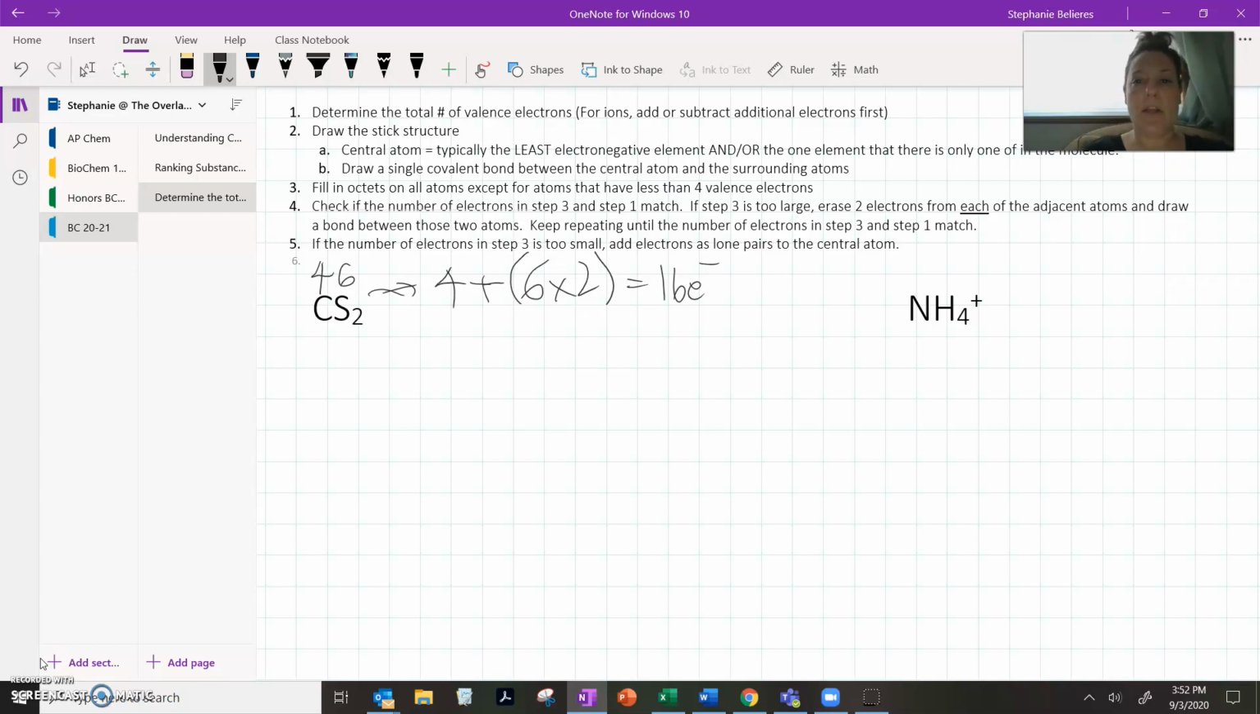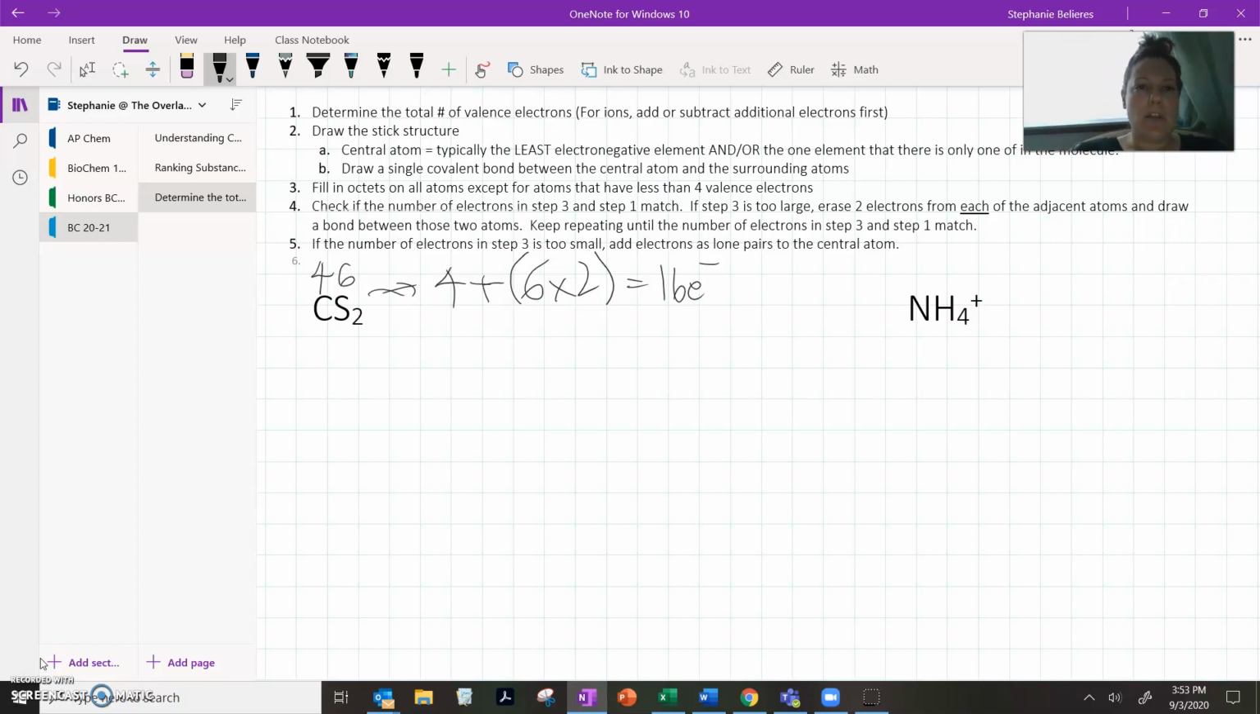Okay, so I need to be placing 16 electrons total around these 2 atoms. Now, I know that carbon has 4 and each sulfur has 6, but that doesn't mean that in the final structure it's going to have only 4 and only 6. Remember, covalent bonding means that elements are sharing electrons to form a total of 8. In the case of most elements, or sometimes there are some octet violators we'll talk about later, but we know for sure hydrogen only gets 2 total, ever.